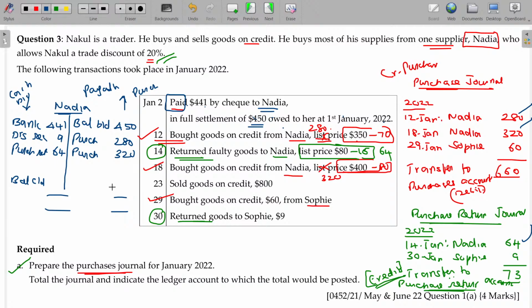What more transactions are there with Nadia? So this one is over, this one is over, returned faulty goods, bought goods over. Sold goods on credit, we are not aware of who that party is. Sold goods, any of sales is not recorded. We bother about only purchases. Bought goods on credit from Sophia, not recorded. I need only information regarding Nadia. No other further information we have. You can now simply close these books.